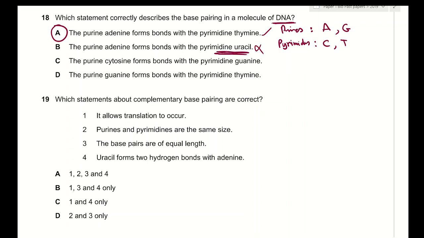C. The purine cytosine forms bonds with the pyrimidine guanine. So, in this case, guanine is actually a purine, and cytosine is actually a pyrimidine, therefore this is incorrect. Now, for D, the purine guanine forms bonds with the pyrimidine thymine. Okay, they've got the purine and pyrimidine right, however, we all know that guanine actually forms 3 hydrogen bonds with cytosine, not with thymine, therefore this is incorrect, and the answer is going to be A.